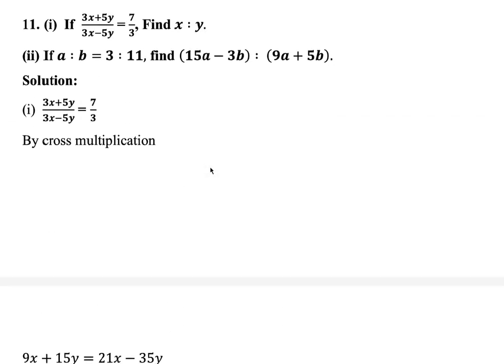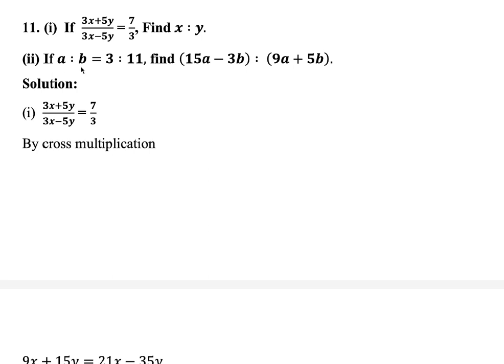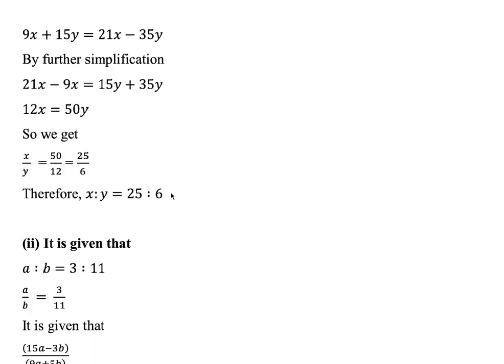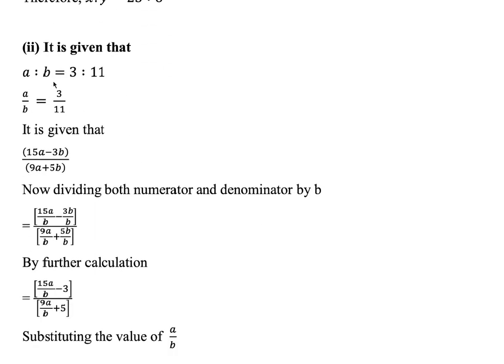Come to the next problem. It is given, see what is the problem. If A:B is equal to 3:11, find 15A minus 3B is to 9A plus 5B. So let's solve. A:B is equal to 3:11. After that A by B is equal to 3/11. What is this given? That 15A minus 3B, 9A plus 5B. Okay.